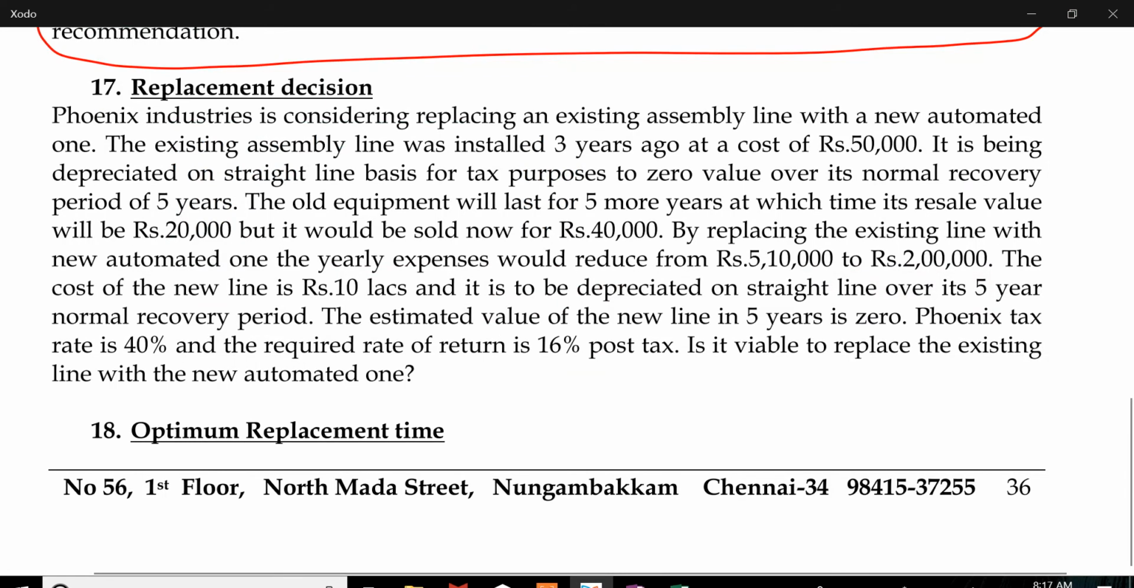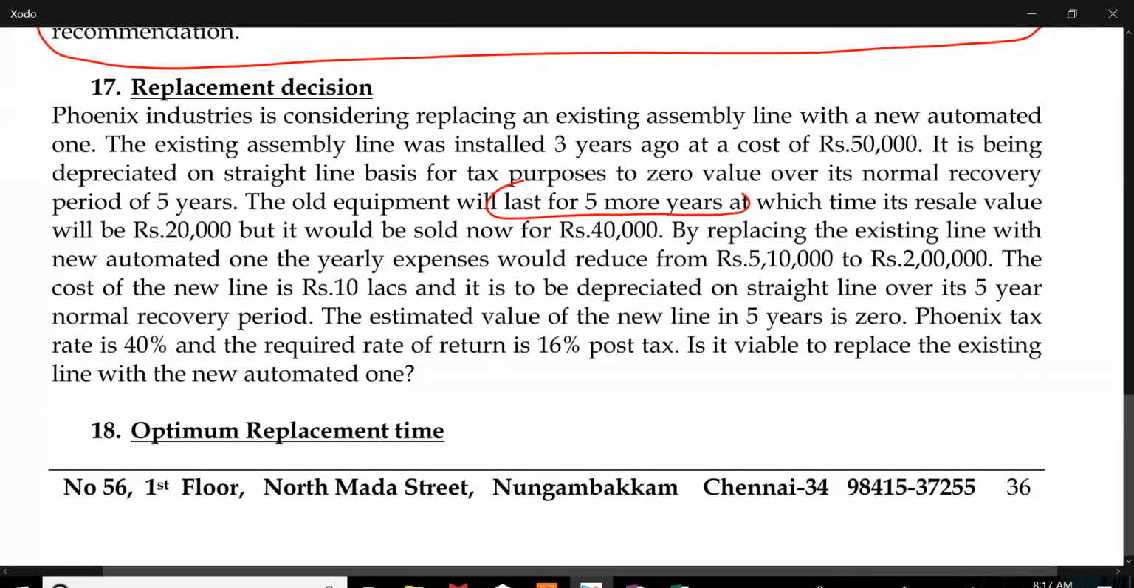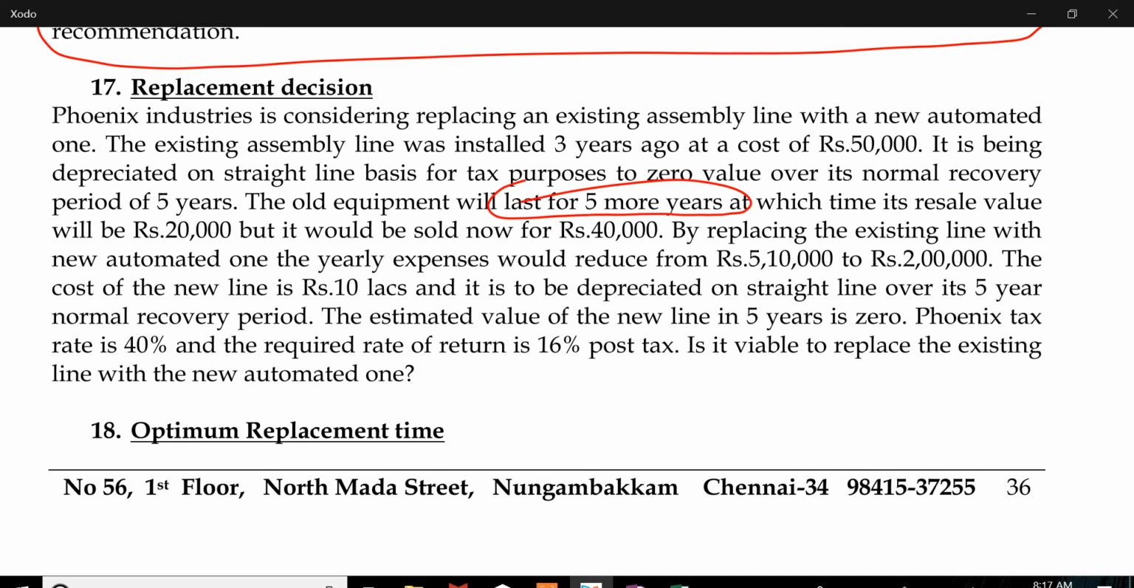Further period of 5 years, they have said the old equipment will last. So in this 5 years, I cannot go to the income tax and say that give me depreciation every year. They are saying nothing doing. You have already claimed 3 years. Another 2 years you can claim depreciation. Beyond that, no more depreciation is to be charged.